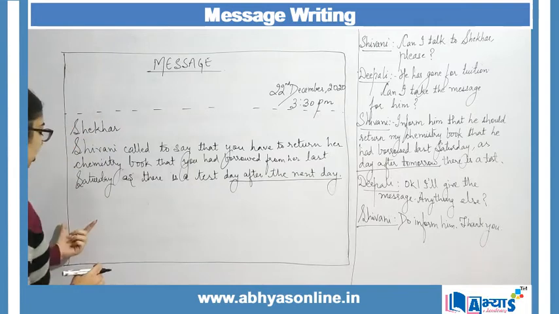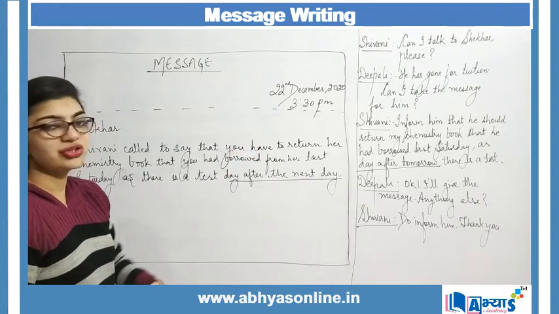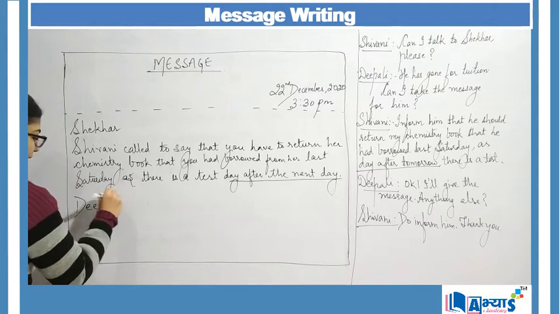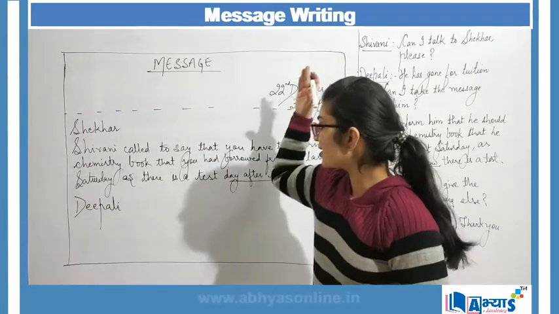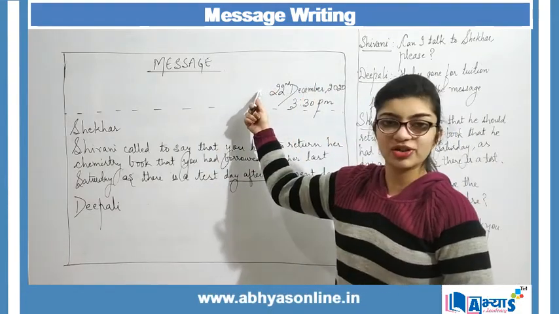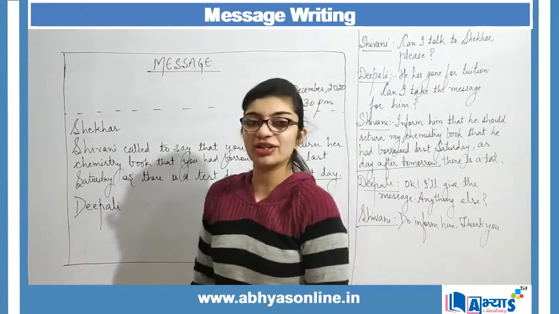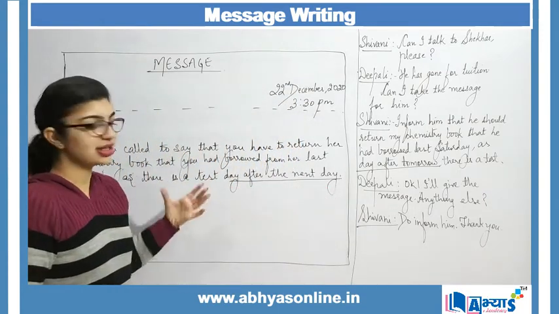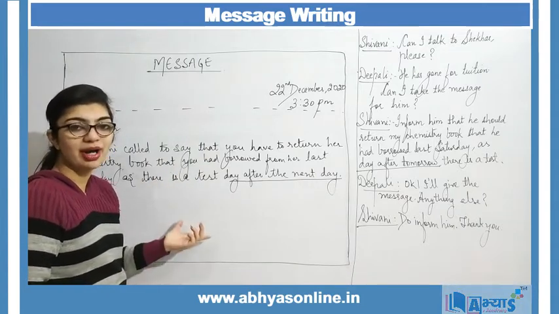And lastly, you have to write the name of the writer. Who is she? Dipali. So I will say Dipali, and I will finish my message over here. So this is how you write the message. This is the format of message writing. You have to mention the date, time, salutation, body, and in the end you have to mention the name of the sender. The message should be short. It is of 50 words. It is in indirect speech. No direct speech is required in message writing.